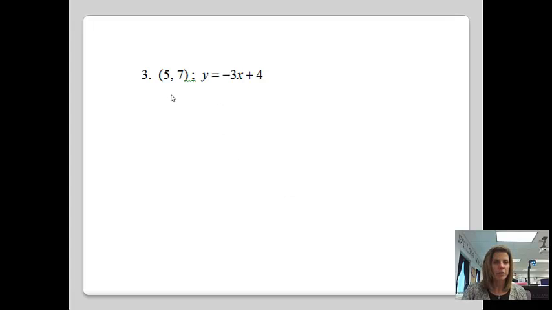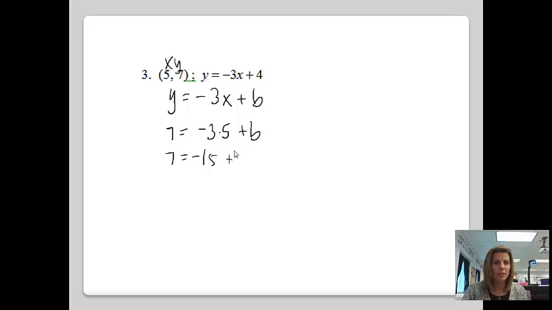All right, since this one is parallel to y equals negative 3x plus 4, I know my equation will say y equals negative 3x. I just don't know what it's going to say plus, so I'll put plus b, label my x and my y, and then 7 equals negative 3 times the x value, which is 5, plus b. So I'll have 7 equals negative 15 plus b. To get rid of negative 15, I'll add 15 to both sides, and that gives me b equals 22. So my final equation is y equals negative 3x plus 22.